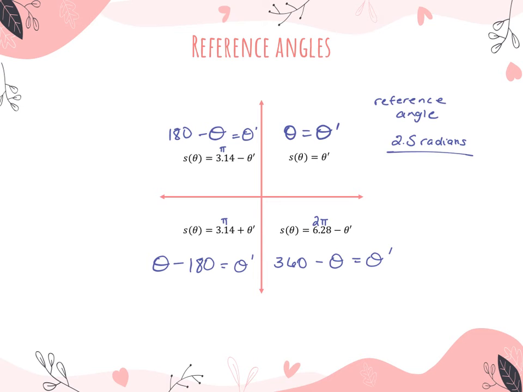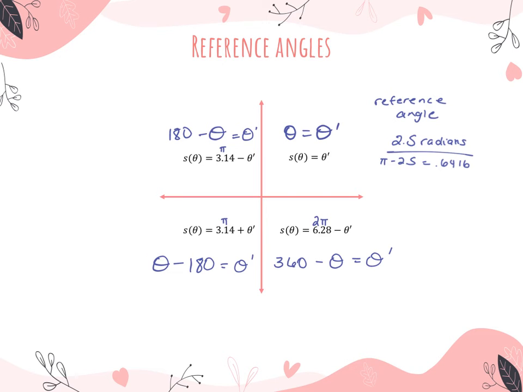Where does 2.5 radians live? In the second quadrant. So I'm going to do pi minus 2.5, because I have a calculator, and I get my reference angle is 0.6416.